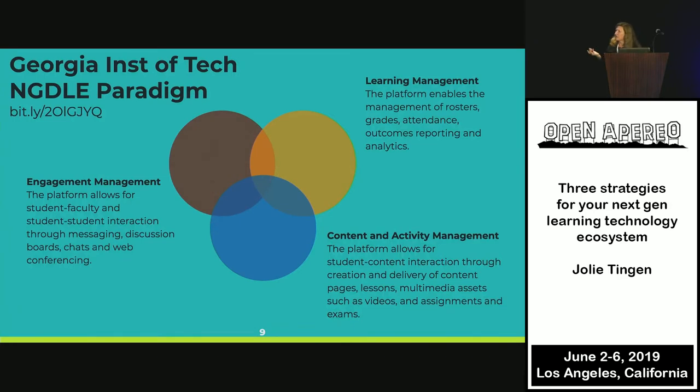So this is an article that was inspired by an article that was written recently by the Georgia Institute of Technology. They have their own kind of NGDLE paradigm, and they've mapped it down to these three areas: engagement management, learning management, and content and activity management. We think these might be too few, but the idea of keeping these three separate to reduce institutional risk is a powerful argument that resonates both with NGDLE and Duke's strategy.